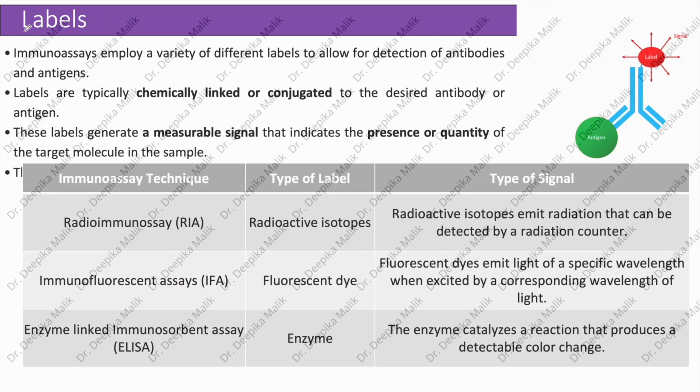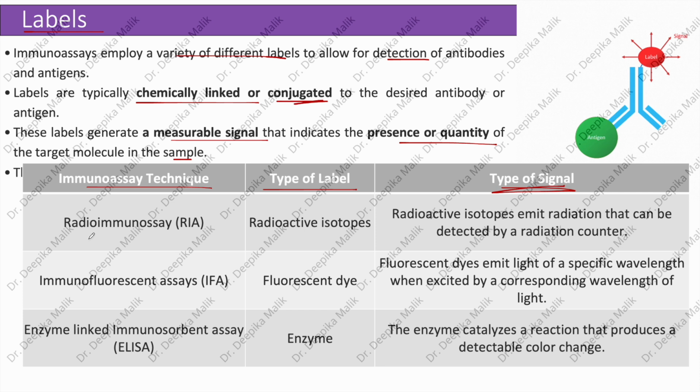Labels. Immunoassays employ a variety of different labels to allow for detection of antibodies and antigens. Labels are typically chemically linked or conjugated to the desired antibody or antigen. These labels generate a measurable signal that indicates the presence or quantity of the target molecule in the sample. The type of the signal depends on the specific immunoassay method. Following is a table where on the left side you can see the immunotechnique and then the type of label that is present in the technique and the type of signal that is generated in that technique.